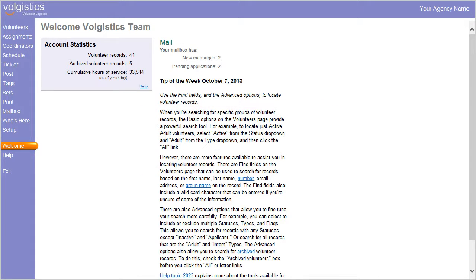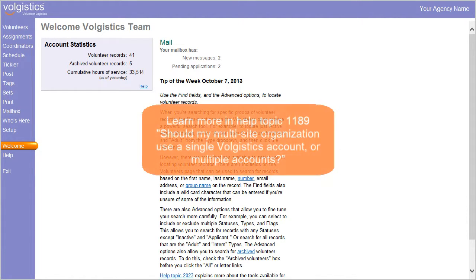If you need a higher level of security between the different sites in your organization, consider using a separate Volgistics account for each site. With separate accounts, you can be sure operators from one account will never see information in another. However, you'll no longer have the advantages of a common database and organization-wide settings.